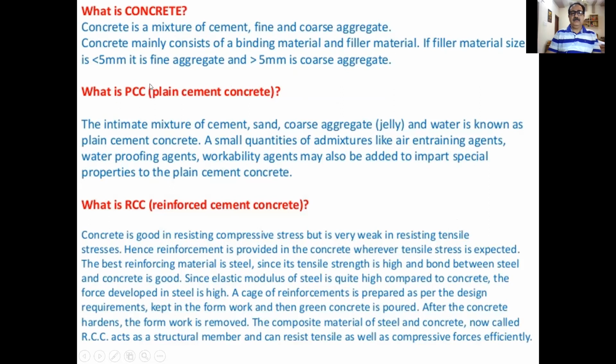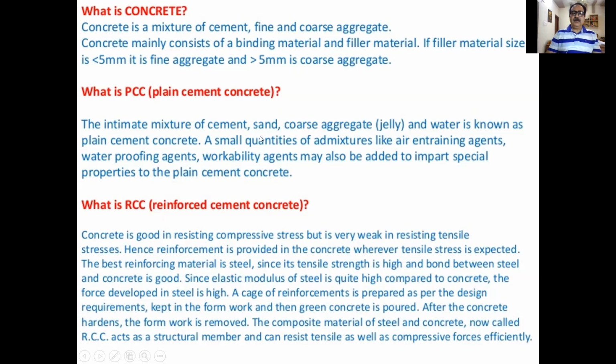The term PCC designates plain cement concrete. The initial mixture of sand, cement, and coarse aggregate forms a jelly type material with the help of water. It is known as PCC. A small quantity of admixtures like air entraining agents, waterproofing agents, and workability agents may be added to impart special properties to the plain cement concrete.